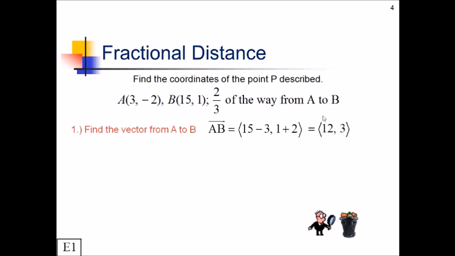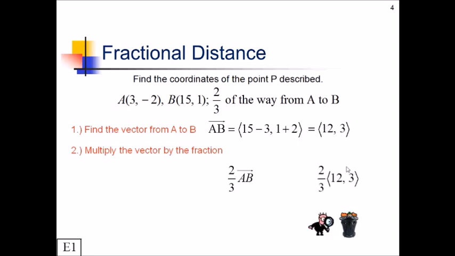Okay, but I don't want to go the whole way from A to B, right? I just want to go 2/3 of the way. So next we are going to multiply the vector that we just got by the fraction of the way that we want to go. So we're doing 2/3 times the vector AB, which is to say 2/3 times 12, 3. And what are we going to do after we figure out 2/3 of the way? Well, these are just directions. This is not an actual point, and they wanted an actual point.